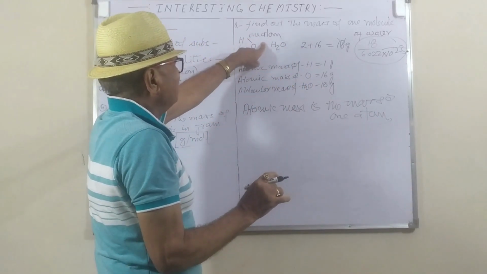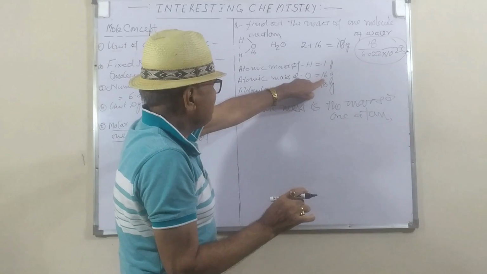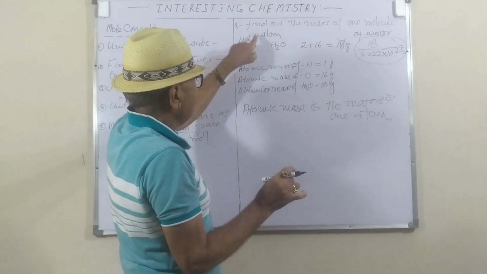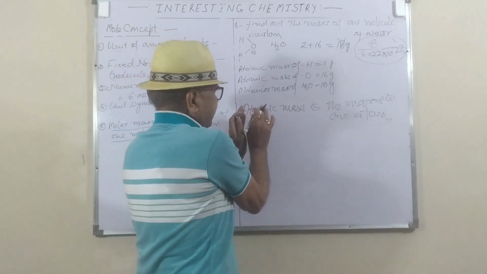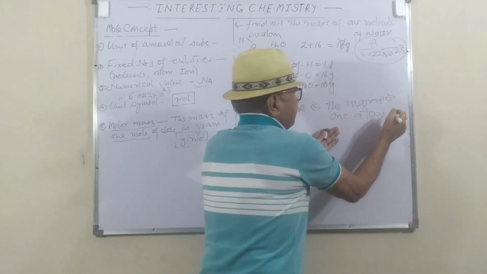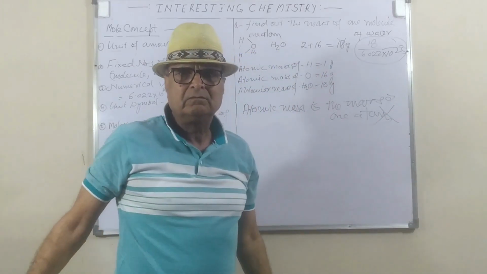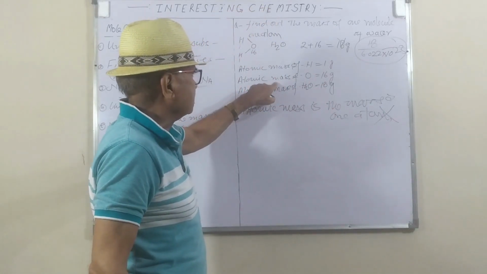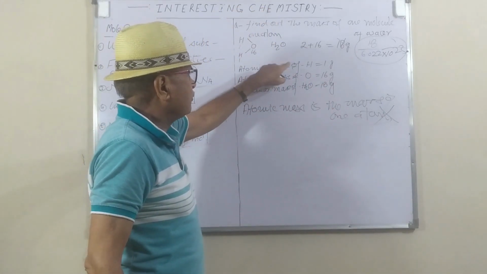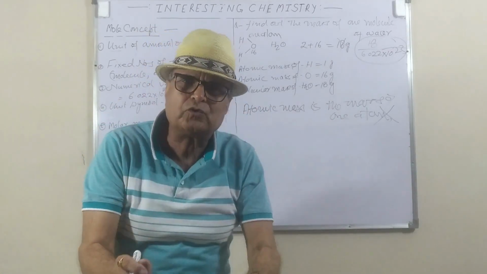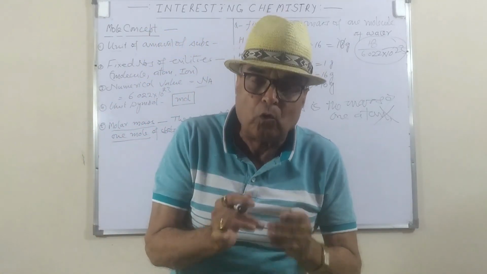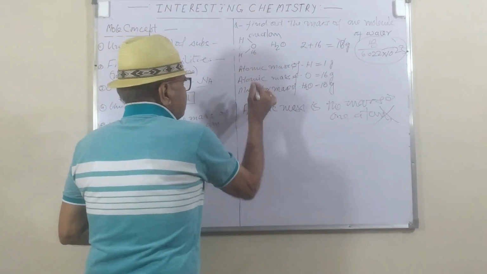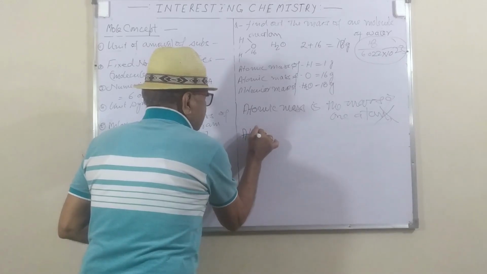This proves that 16, the atomic mass of oxygen, is what you took in place of 1 atom of oxygen. So you think that the atomic mass is the mass of 1 atom, but that is totally wrong. It is not the mass of 1 atom. This atomic mass is not the mass of 1 atom.